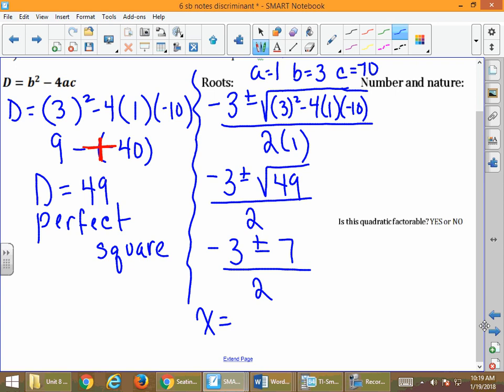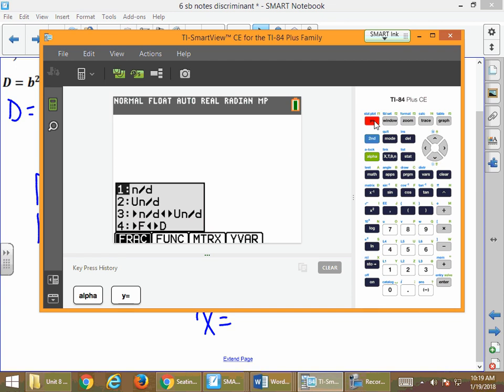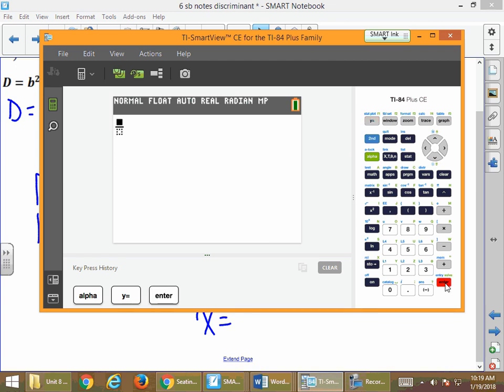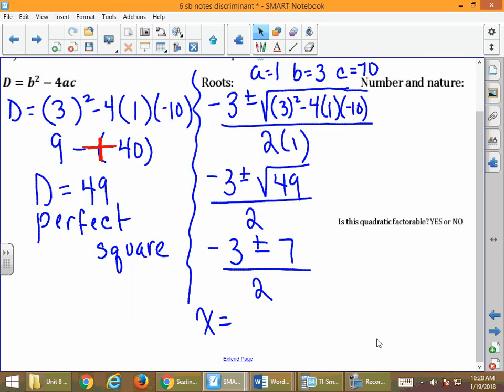And we can type this into our calculator if we need to. With the fraction button, it's negative 3 plus 7 divided by 2. If you don't have a fraction button, it's parentheses. I'll do the other root: negative 3 minus 7, close the parentheses, divided by 2. Our roots in this particular case are 2 and negative 5.